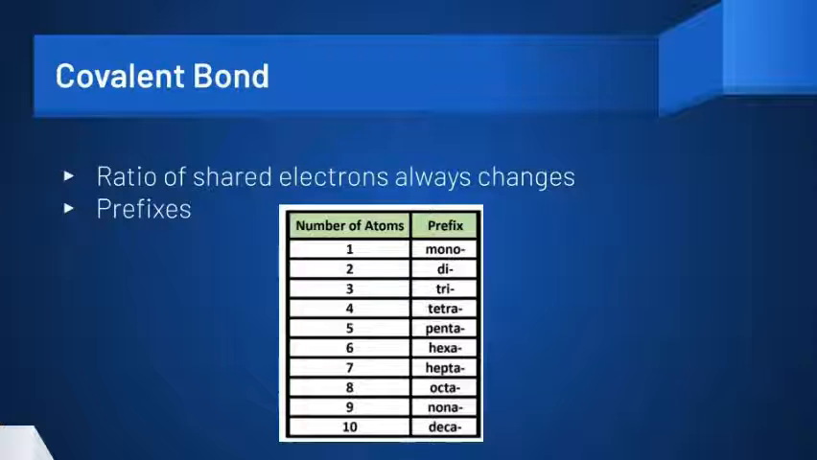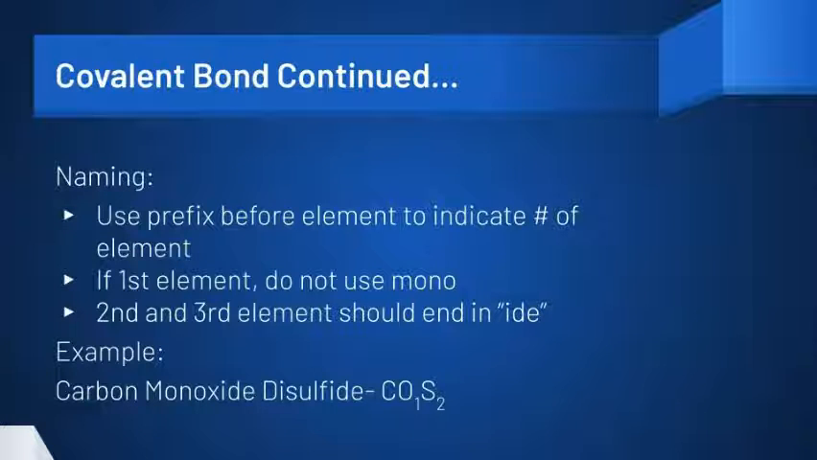Something that is also unique to covalent bonds are their prefixes. Based on the number of atoms, whether that be polyatomic or monoatomic, they have a different prefix indicating how many are in a specific compound. There are only 2 rules to remember when you're naming elements using these prefixes. If the first element is only 1 in quantity, we do not use mono. The second and third element that are in this compound should end in "ide."